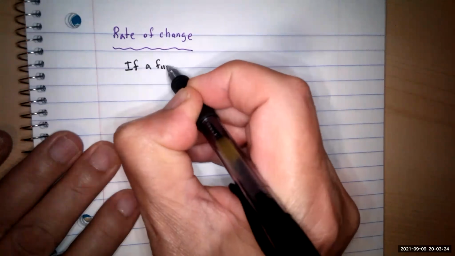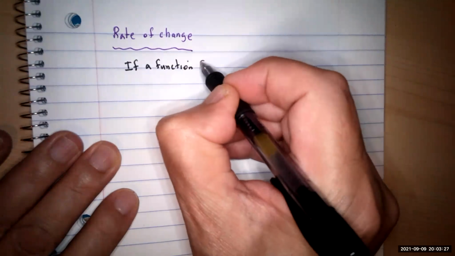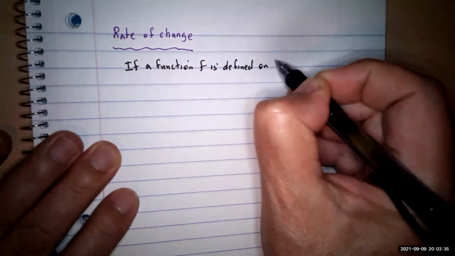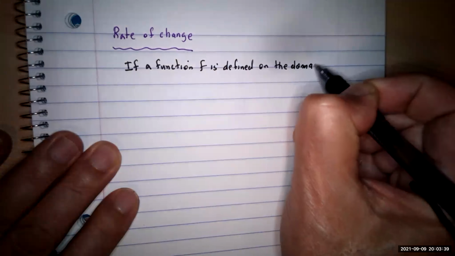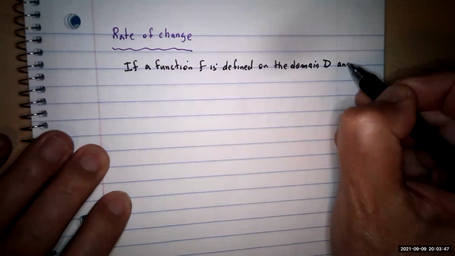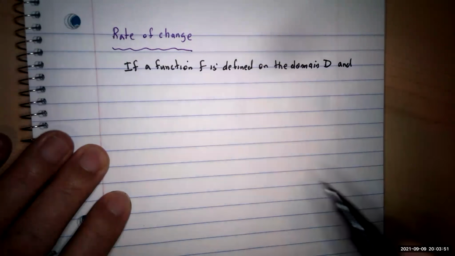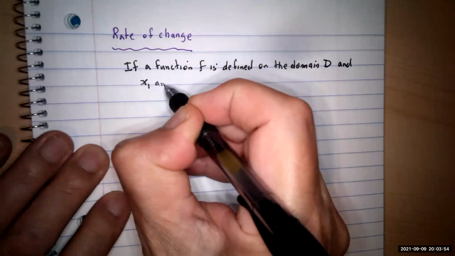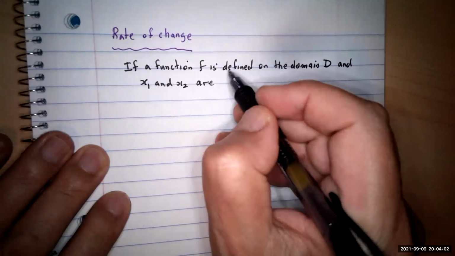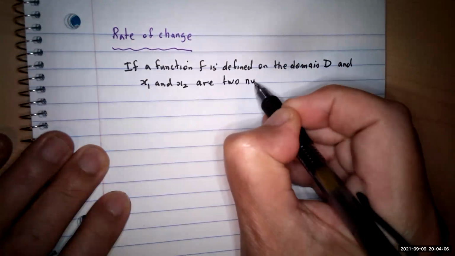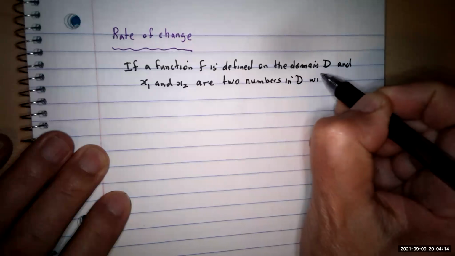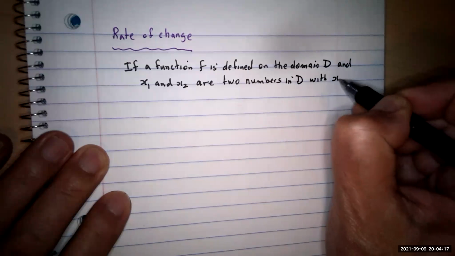If a function f is defined on the domain D, that's the domain of the function, and we have 2 points, 2 numbers, the same as the ones that we did before, x1 and x2. x1 and x2 are 2 numbers in D. One of them is smaller than the other one. Suppose x1 is less than x2.